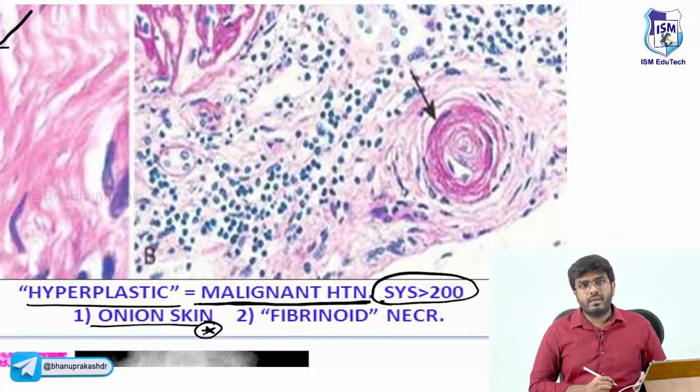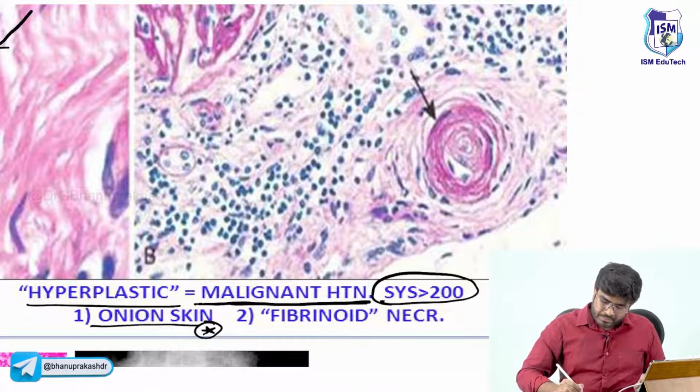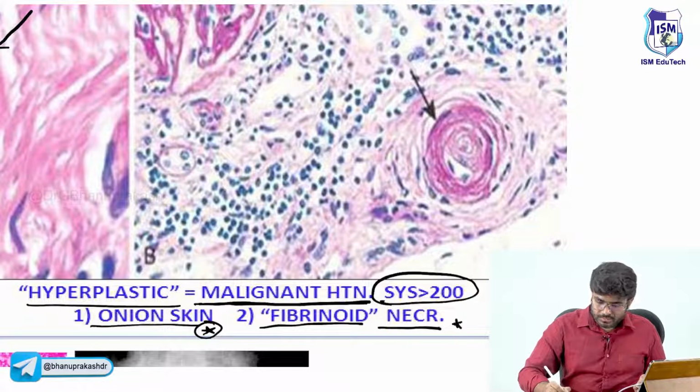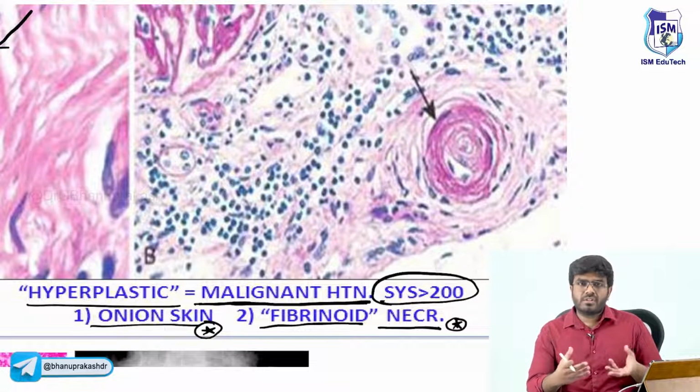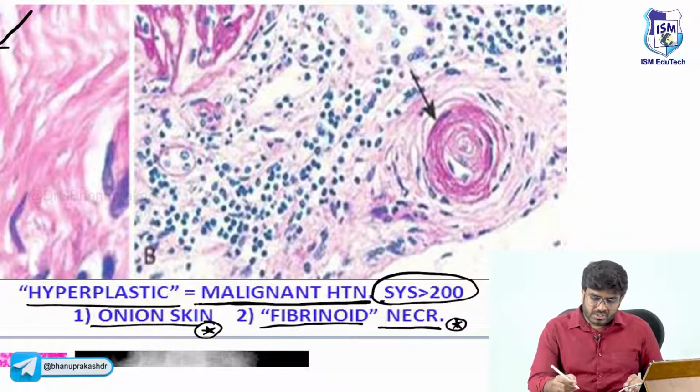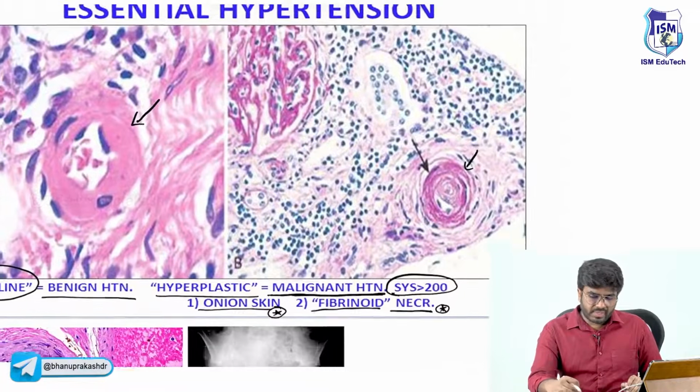And here there will be fibrinoid necrosis also, because the vessels are dying and pink color fibrinous deposition is also happening. So malignant hypertension can lead to fibrinoid necrosis. That's one important point I want you to know.